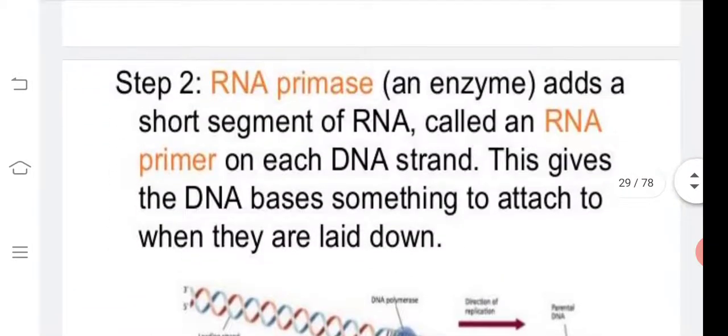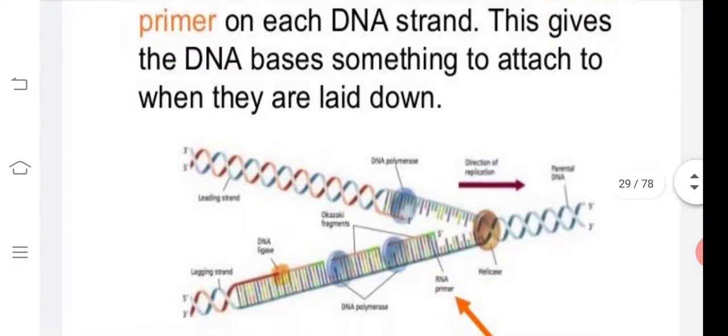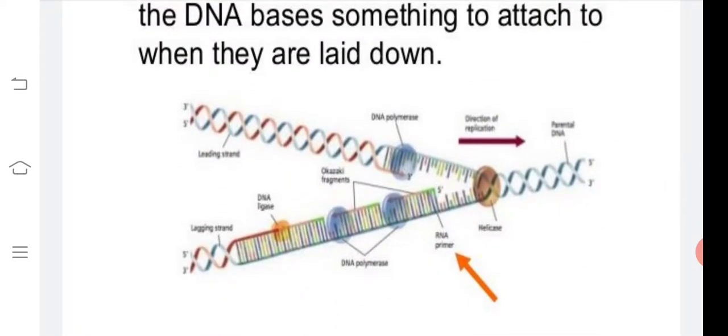Next, step 2, RNA primase. It is an enzyme. It adds a short segment of RNA called RNA primer. What is RNA primer? It is a small segment of RNA. It is attached with the DNA during the process of replication. It gives DNA bases something to attach to when they are laid down. So once they are coming, they need support, that is given by this RNA primer.